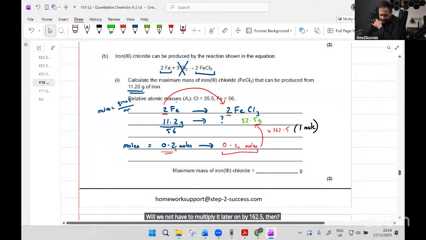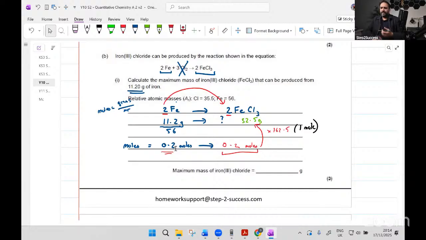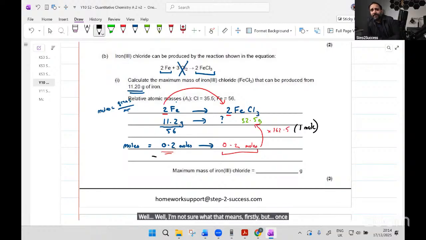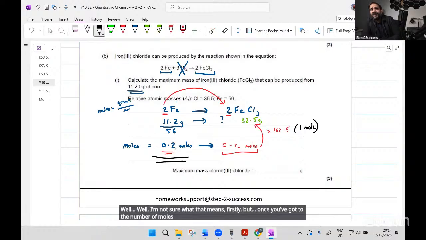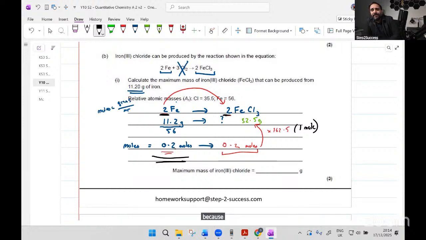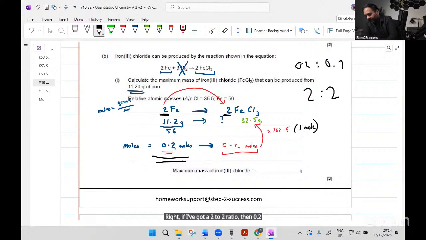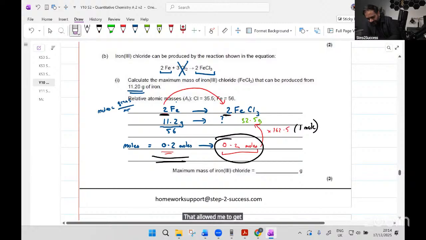Well, I'm not sure what that means, firstly, but once you've got to the number of moles here, then you look at this and this. Because they're the same, these will be the same. This is a ratio, it's a 2 to 2 ratio, right? If I've got a 2 to 2 ratio, then 0.2 is also to 0.2, the same number. That allowed me to get to the number of moles here.